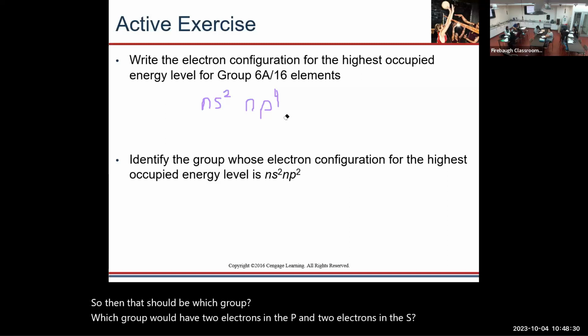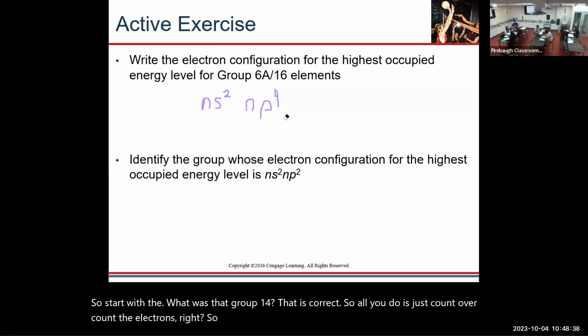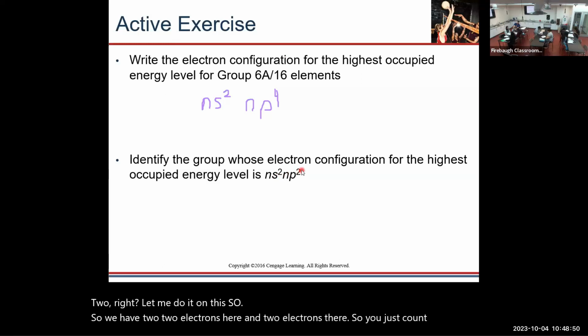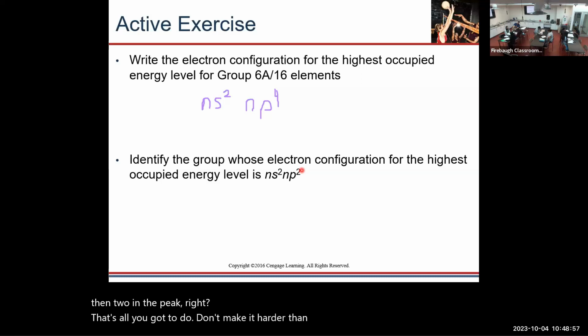So start with the S. What was that? 14. Group 14. That is correct. So all you do is just count over, count the electrons, right? So how many electrons is that? 2, right? Now let me do it on this. So we have 2 electrons here and 2 electrons there. So you just count over 2 and then 2 in the P, right? That's all you gotta do. Don't make it harder than what it is. Okay? And that's an easy one to make harder than what it is.